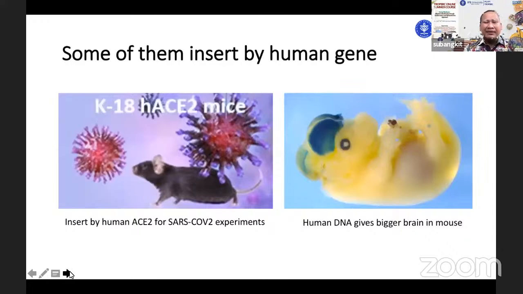And also, some animals are not only inserted with animal genes or have animal genes deleted, but some are inserted with human genes, like the now popular mouse inserted with human ACE2, or angiotensin converting enzyme type 2, especially for SARS-CoV-2 experiments. So this animal is very ideal to show the characteristics if the mouse is infected by SARS-CoV-2. And one report says that if a mouse or rat is inserted with human DNA, the animal gets a bigger brain, so some neurological experiments in mice will be more ideal.